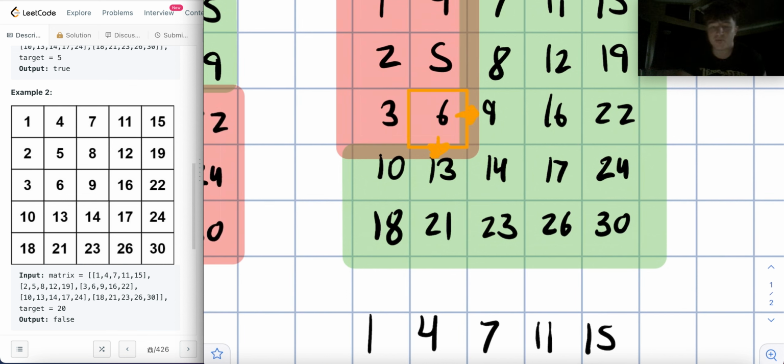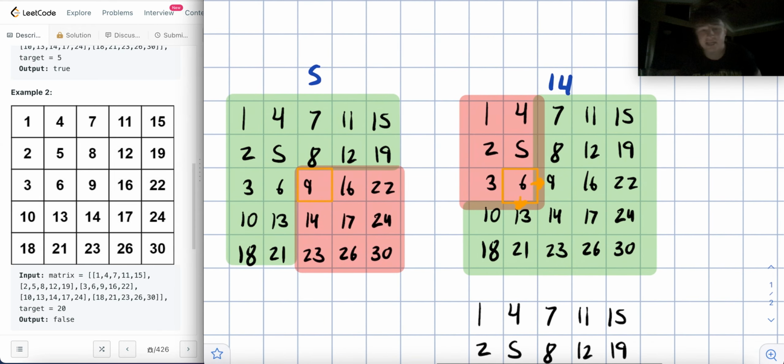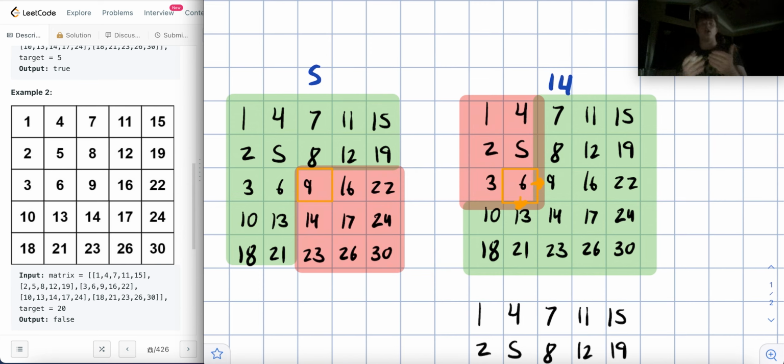But it's hard to pick which one since I'm looking for 14, and these are both greater than 6. It could be in either direction. That's the same issue here. If I'm looking for 5, well, I know 9 is too big, so I need to go down. But these both go down. So it's hard for me to look at this and say, what do I go down to? Which one do I check next?